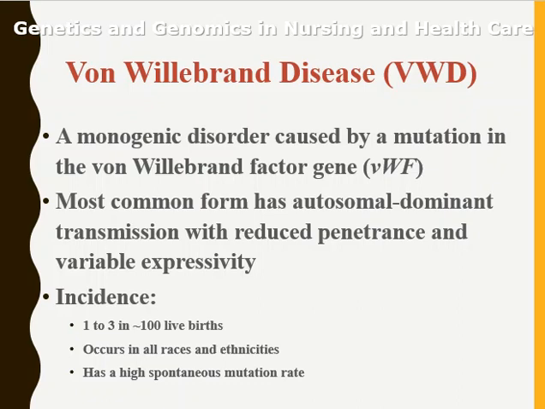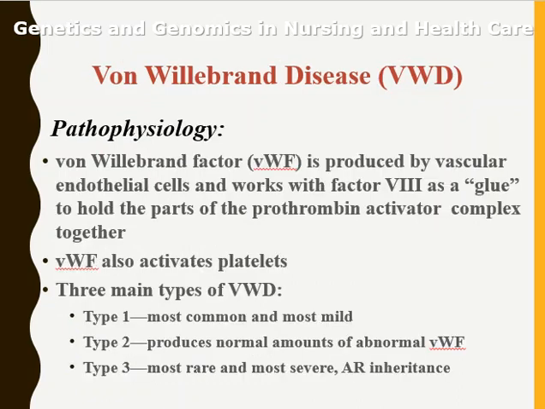So what do we mean by reduced penetrance? Remember, it's the proportion of people with a genetic change who exhibit signs and symptoms of the genetic disorder. If some people with the mutation do not develop features of the disorder, the condition is said to have reduced or incomplete penetrance. The von Willebrand factor is produced by vascular endothelial cells and works with factor VIII as a glue to hold the parts of the prothrombin activator complex together.